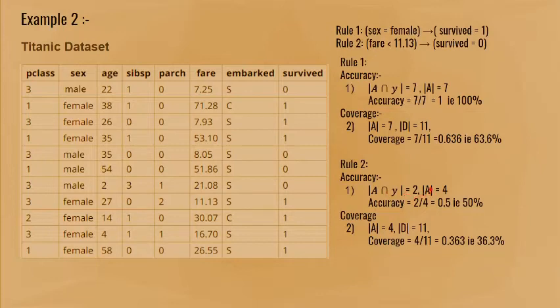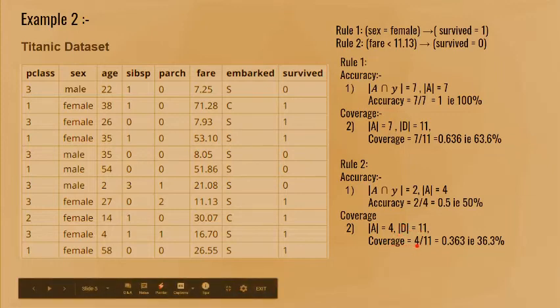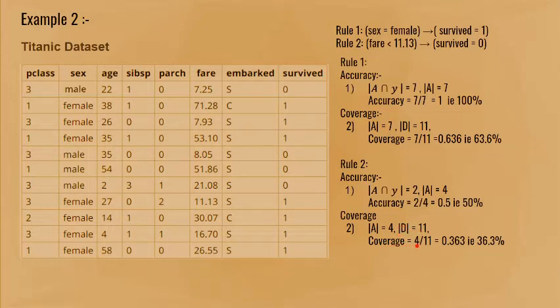In the second rule, the A intersection Y, that is the positive instances of this rule, is 2 and the total instances covered by this rule is 4, so the accuracy of this rule is 2 by 4, that is 0.5, that implies 50%. What is the coverage of the second rule? There are 4 instances in it and the total instances of the dataset is 11, so the coverage of this rule is 4 by 11, that is 36.3%.